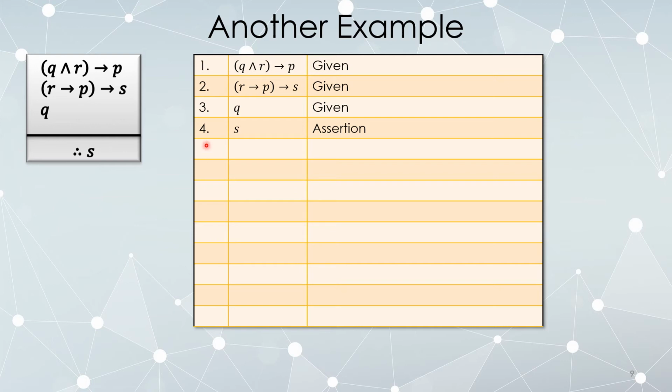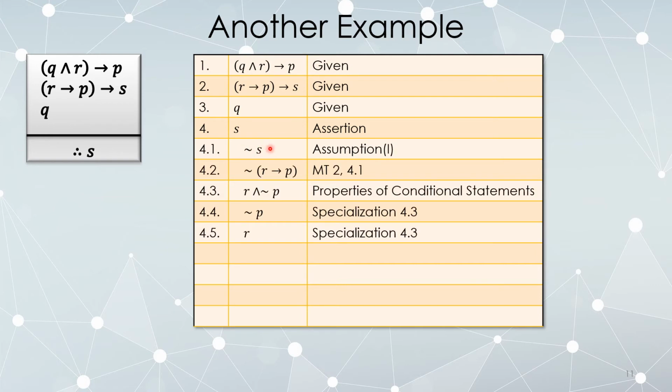We have to move to line 4.1, where we are going to do the only other style that we can possibly try, an indirect proof. Having asserted S, we assume exactly its negation. With this not S, there are a few things we can do. For example, I can do modus tollens to get out the negation of this hypothesis. So there's line 4.2.